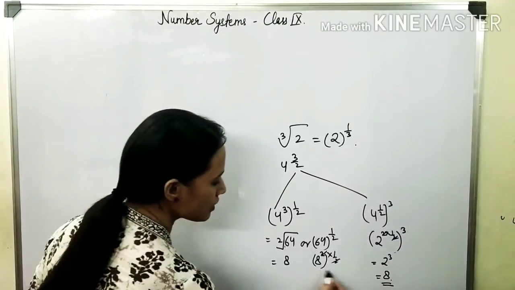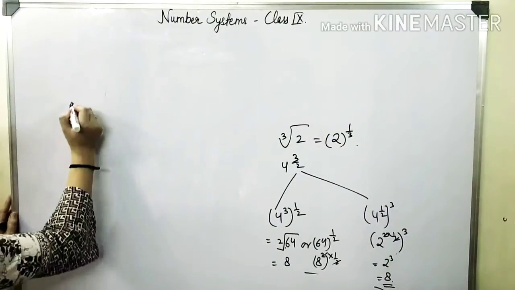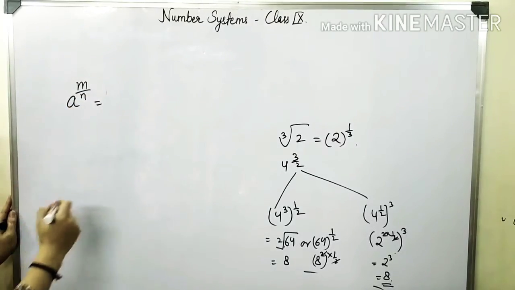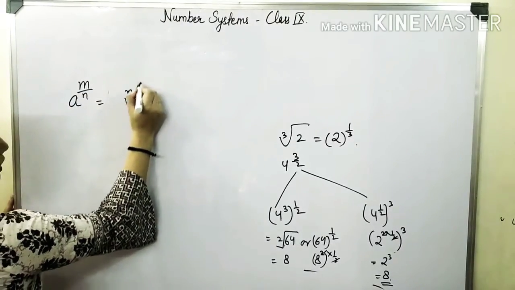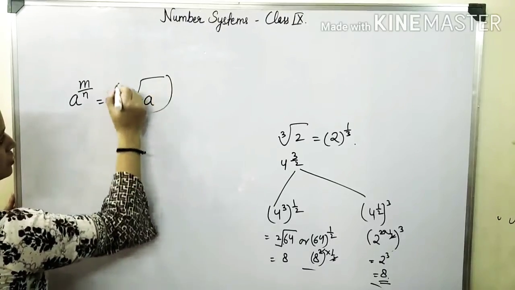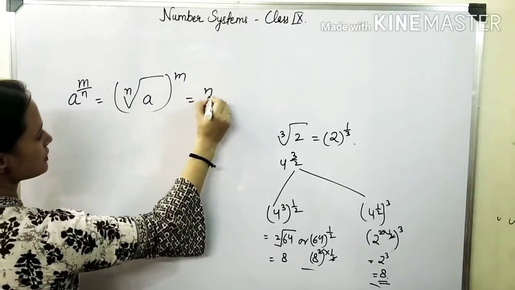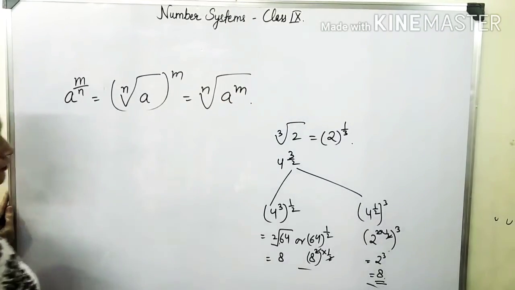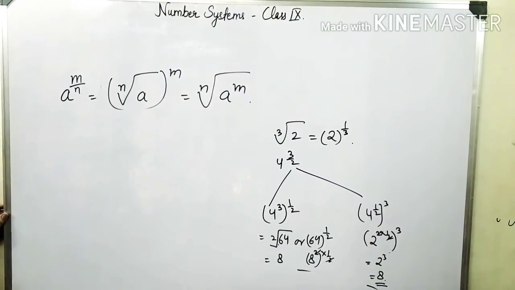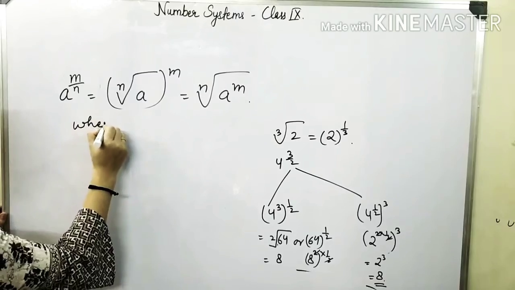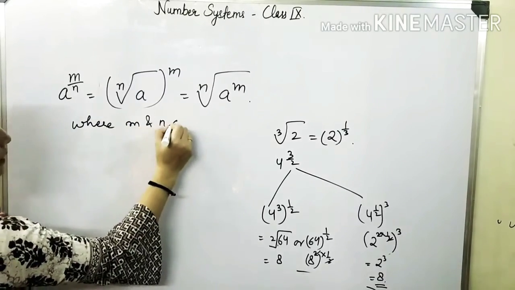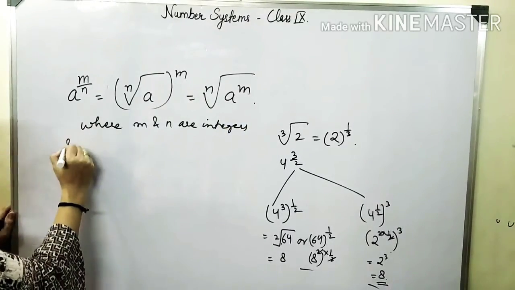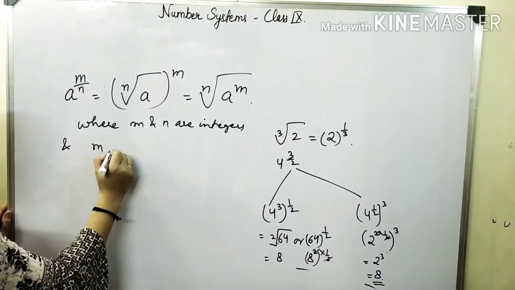Now we can generalize this fact: if I have a raised to the power m upon n, we can write this as the nth root of a, whole raised to the power m, or as the nth root of a raised to the power m, where m and n are integers and these are co-prime also.